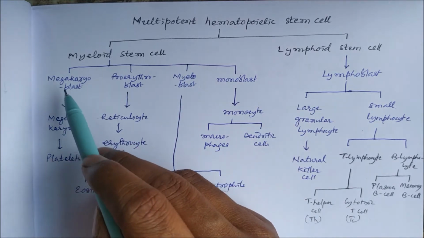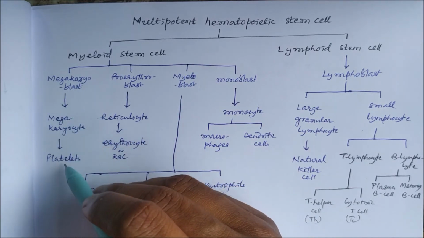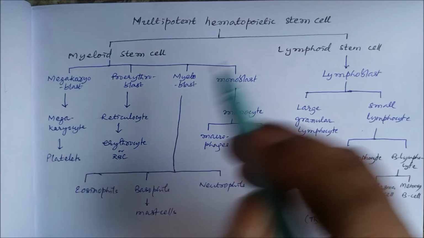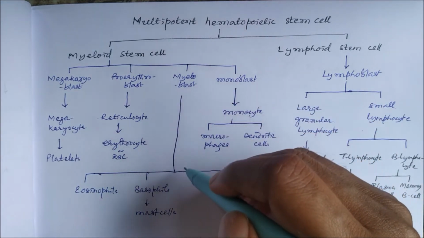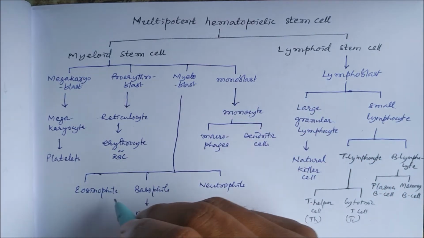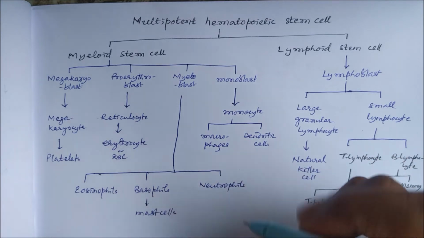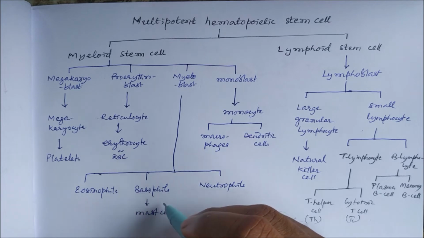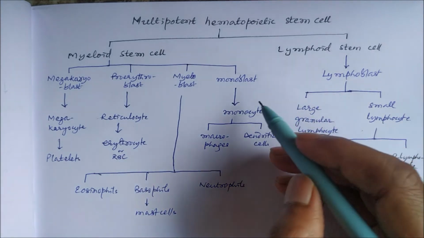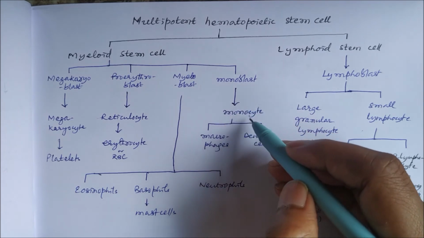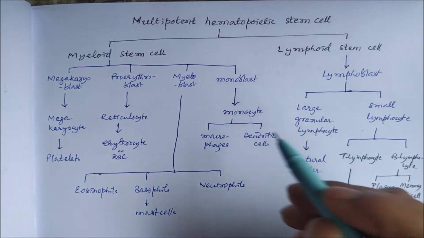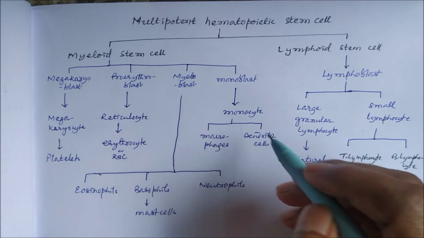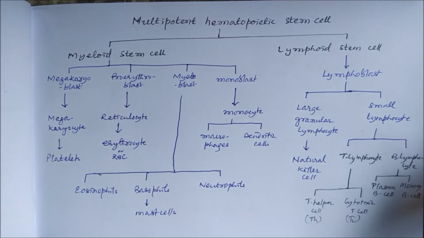The rest: the megakaryoblast develops into platelets. Then myeloblast is differentiated into eosinophils, basophils, and neutrophils. Basophils are converted to mast cells, which are called specialized basophils. Then monoblast is differentiated into monocytes, and monocytes develop into macrophages and dendritic cells.